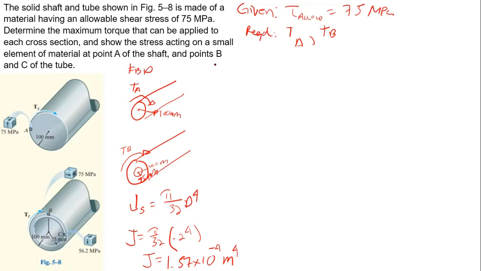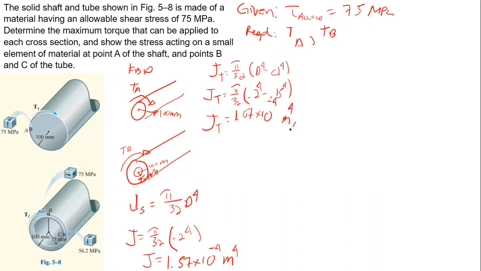So solving naman tayo ng J para sa tube natin for the hollow shaft natin, or for the tube, ang formula naman natin is pi over 32 times outer diameter raised to 4 minus inner diameter raised to 4. Substitute natin yung mga given. So the outer diameter natin is 0.2. At inner diameter natin is 75 millimeters. So 75 times 2 divided by 1,000. So ito is magiging 0.15 raised to 4. So yung J natin for the tube is 1.07 times 10 raised to negative 4 meters raised to 4.